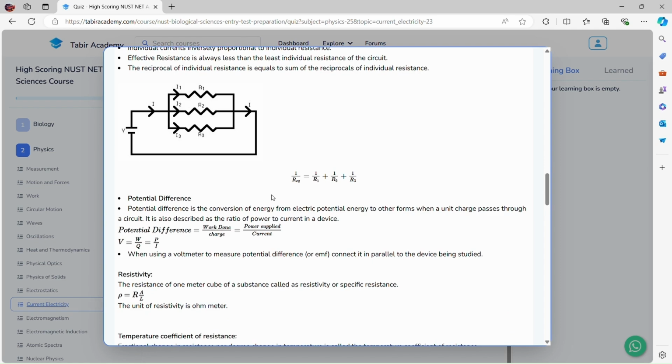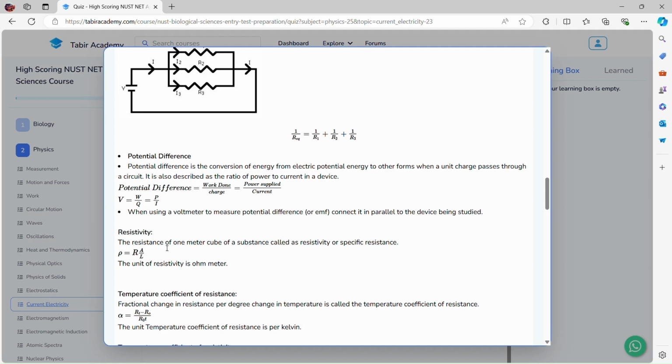Potential difference. It's the conversion of energy from electrical potential energy to other forms when a unit charge passes through a circuit. It is also described as the ratio of power to current in a device. Potential difference equals work done over charge, which is equal to power supplied over current: V = W/Q = P/I. When using a voltmeter to measure potential difference or EMF, it is connected in parallel to the device being studied.